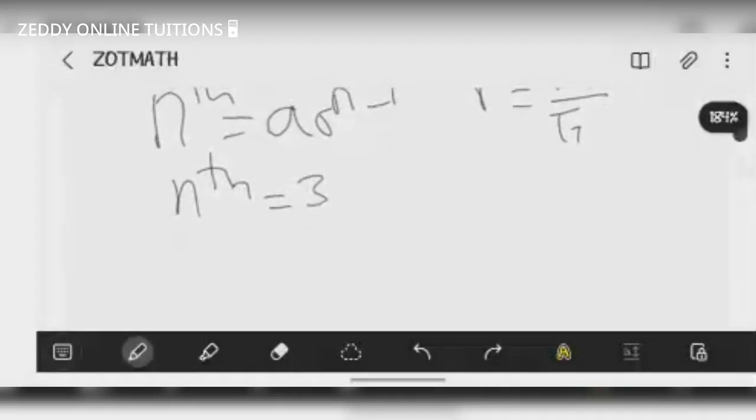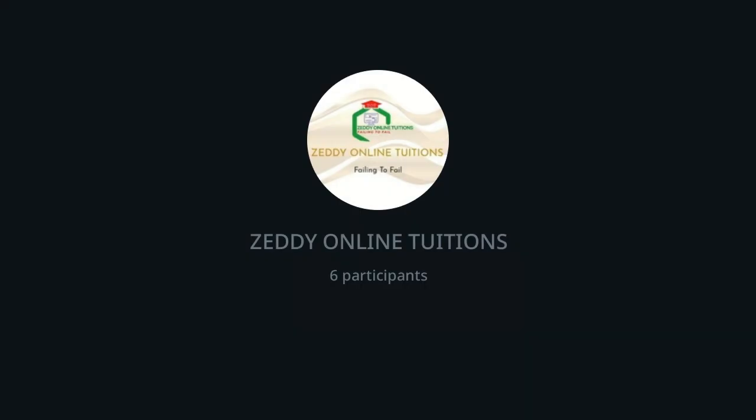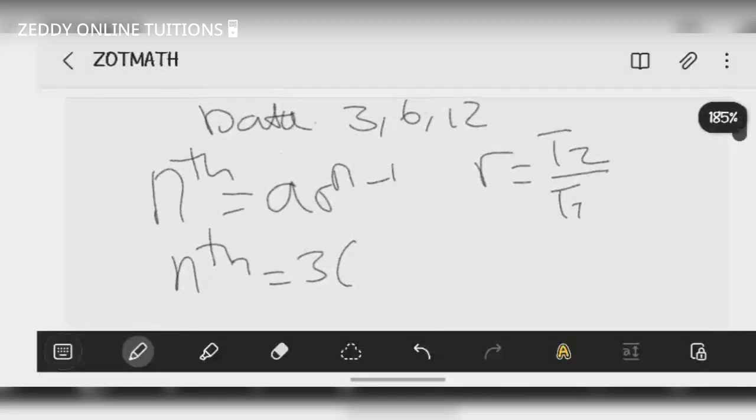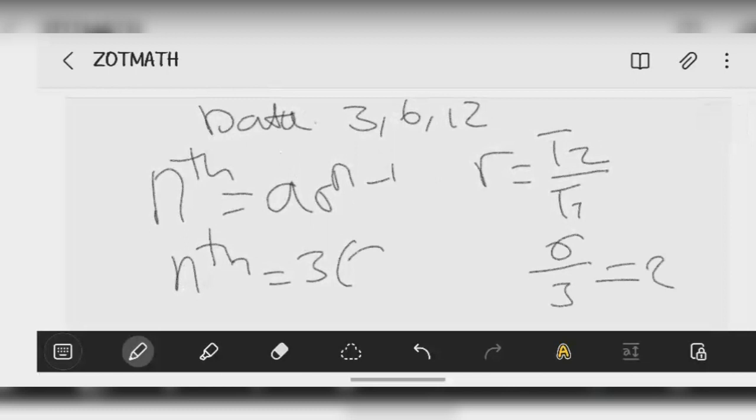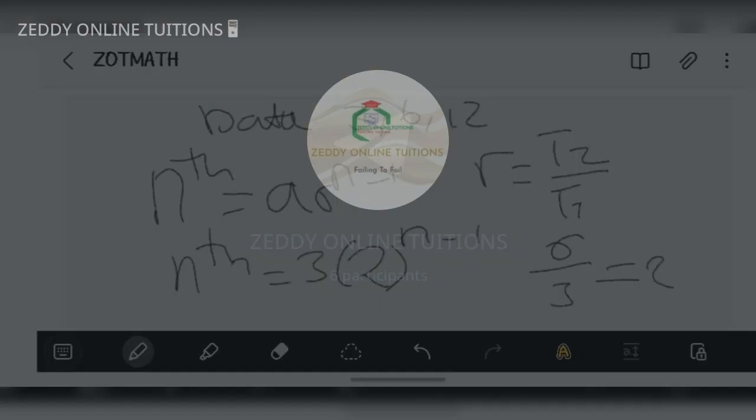So from there, we are going to replace the r by the common ratio, which is the number we are going to calculate. We get 6 over 3, which gives us 2. Then we put 2 in there, and then n minus 1. Are we together up to this point? Let me hear a response from someone. Are we together? And then we can leave it here.